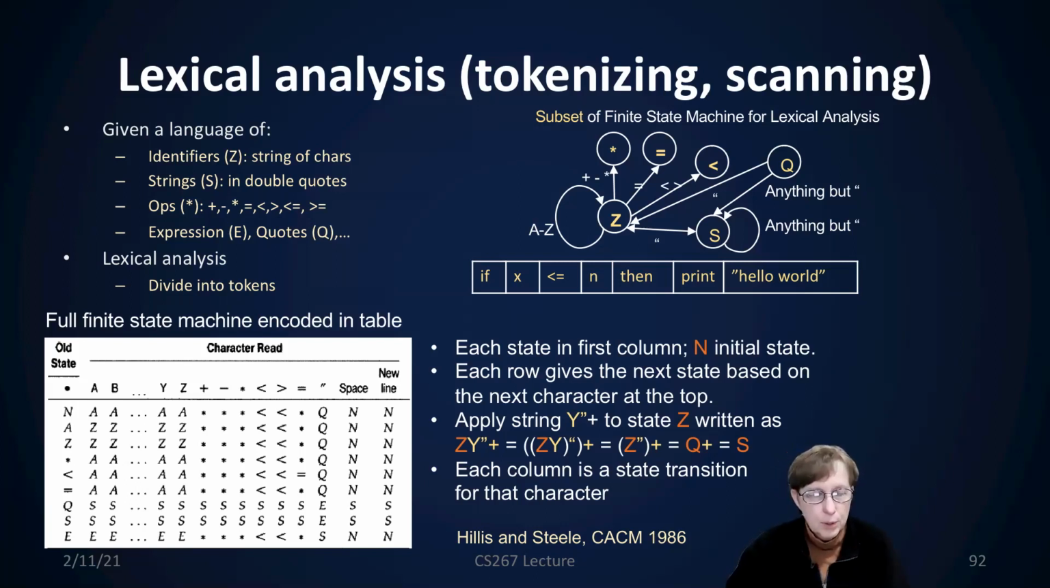The way to read this table is, if I'm in a particular state, which is the old state, so that first column, let's say that I'm in the state Z, and I see another character, which I read off of the top here, A, B through Z, or plus or minus. If I see an A through Z, I'm going to stay in the Z state. So that says that the next state from the Z state is a Z state. If I see one of these other characters, I'm going to go into the star state, which is representing the operators.